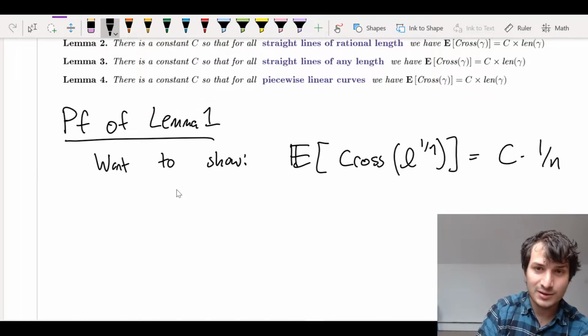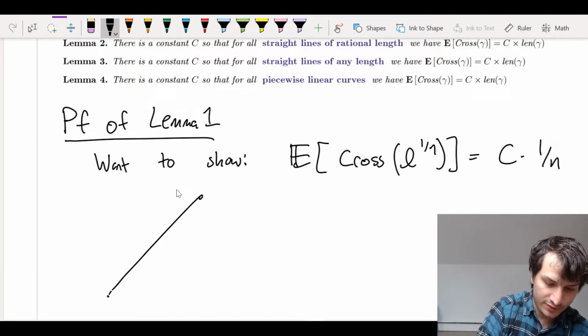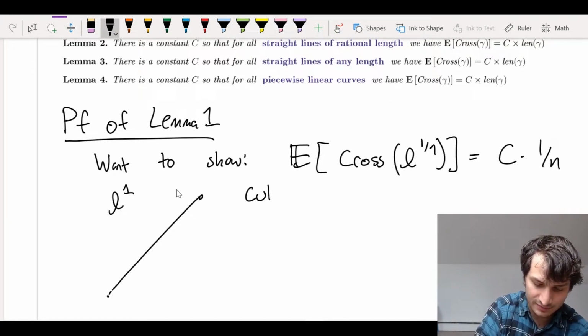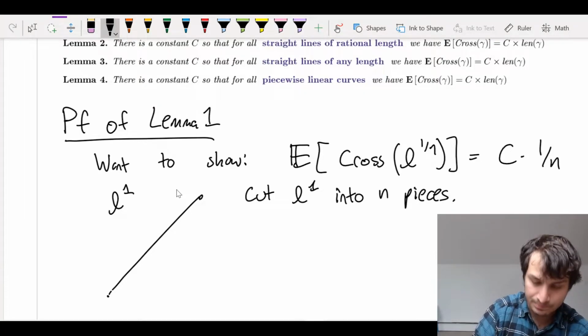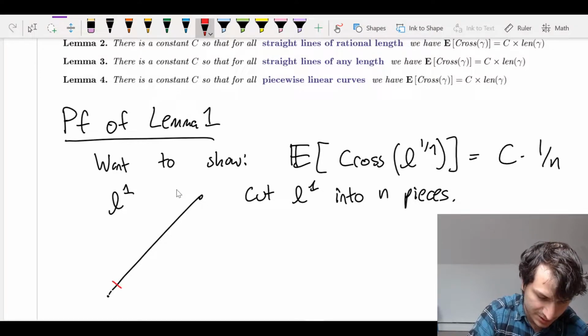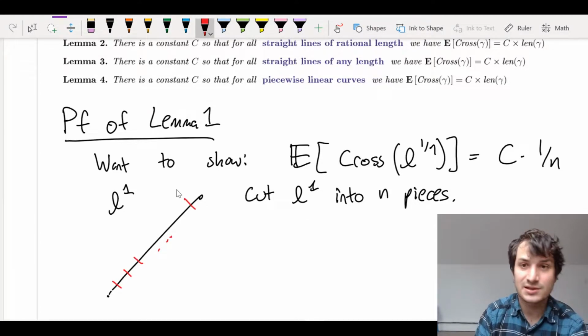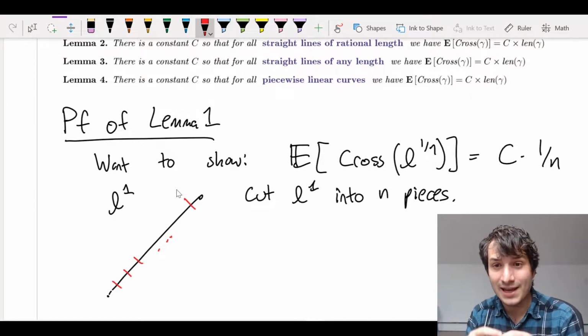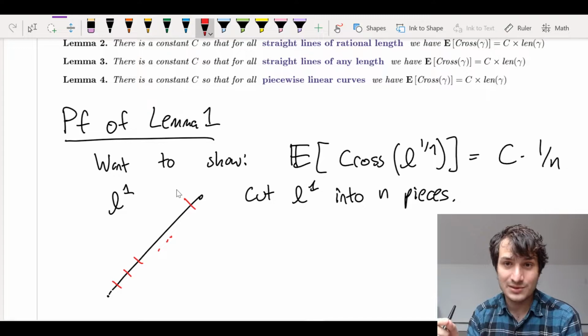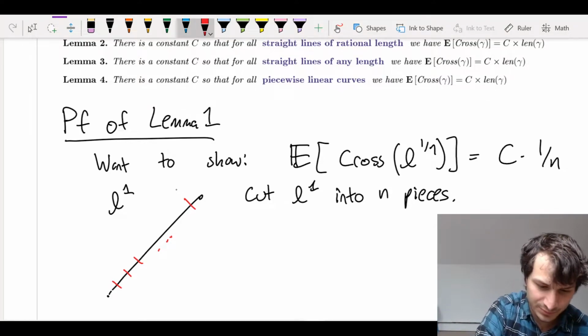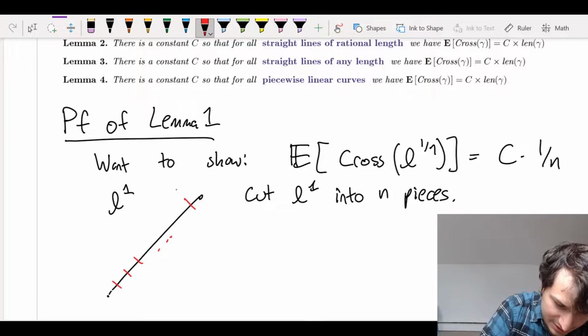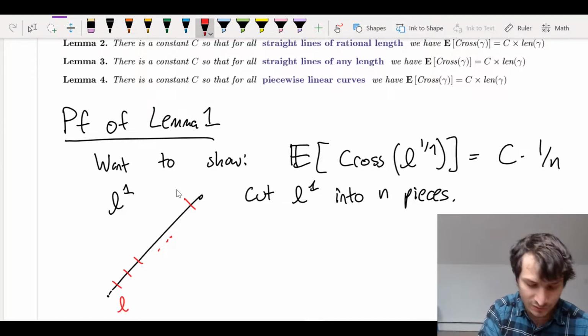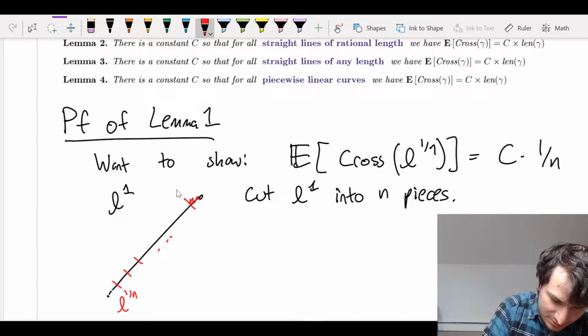So how do we show this? What I'm going to do is start with the curve of length 1. So let's say this is L1. And I'm going to cut it into n pieces. So here's piece 1, piece 2, piece 3, all the way up to piece number n. If you cut it into n pieces, you get n straight line segments, each of which is length 1 over n. So let's do this in red. This one is length 1 over n, and this last one is also length 1 over n. All of these pieces are length 1 over n, and there's n of them.